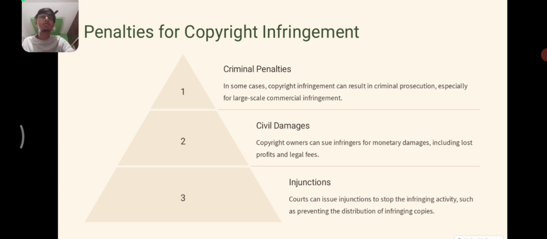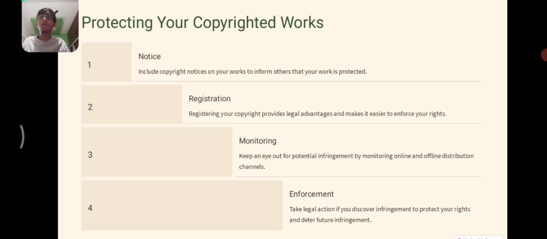Protecting your copyrighted work. Notice: include a copyright notice on your work to inform others that your work is protected. Registration: registering your copyright provides legal advantages and makes it easier to enforce your rights. Monitoring: keep an eye out for potential infringement by monitoring online and offline distribution channels. Enforcement: take legal action if you discover infringement to protect your rights and deter future infringement.